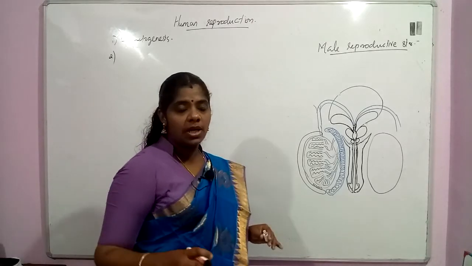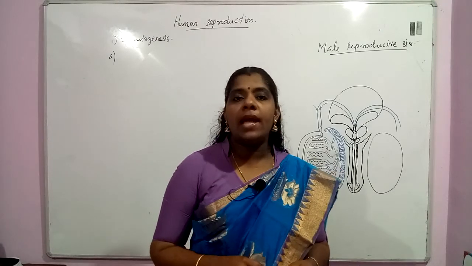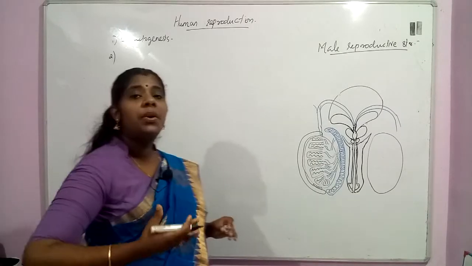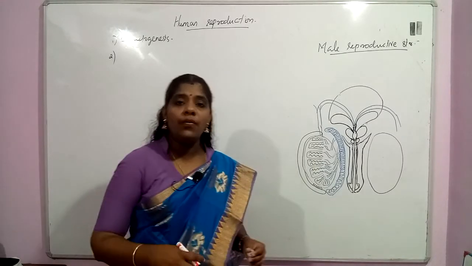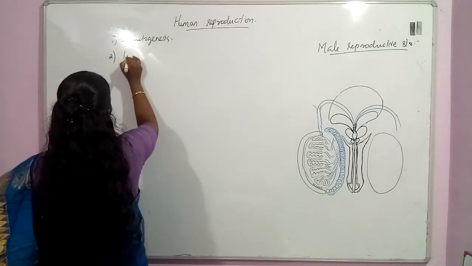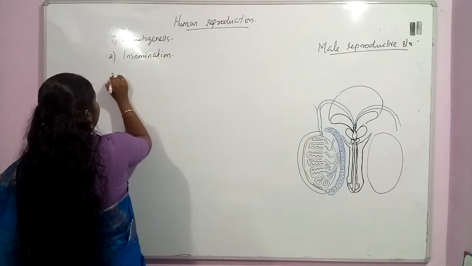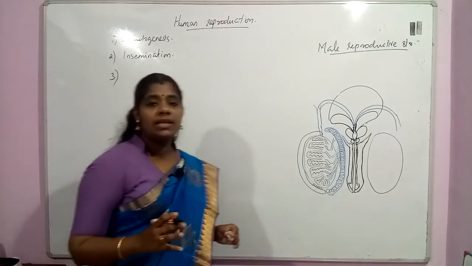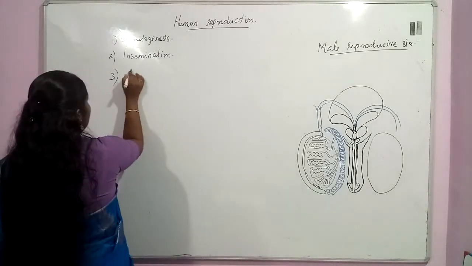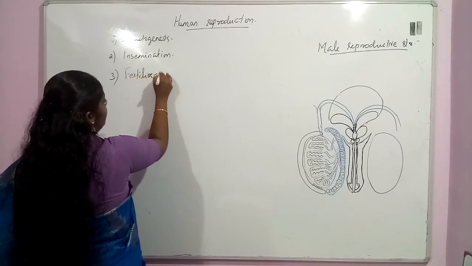Gametogenesis is gamete formation, that is the formation of sperm in the male and ovum in the female. Then we see how the gametes are transferred from male to female, that is by insemination. After insemination, the male gamete and female gamete fuse together. That is the major event, fertilization. So the third event in human sexual reproduction is fertilization.